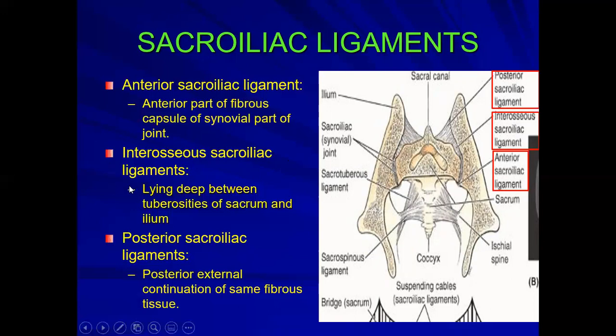The interosseous sacroiliac ligament lies deep between the tuberosity of the sacrum and also the ilium. For the posterior sacroiliac ligament, it is actually a posterior external continuation of the same fibrous tissue.